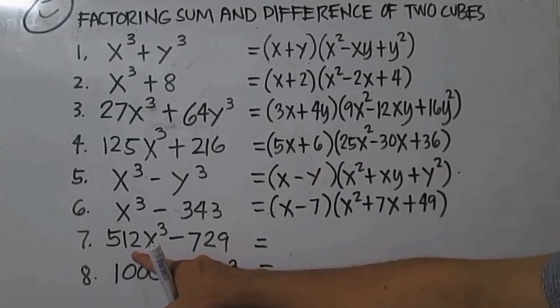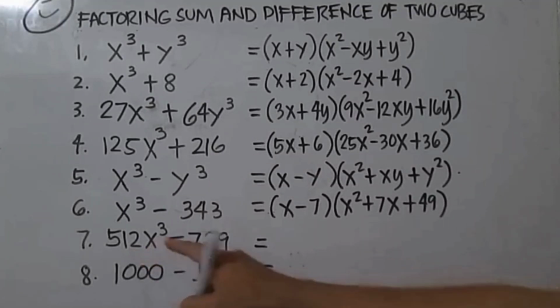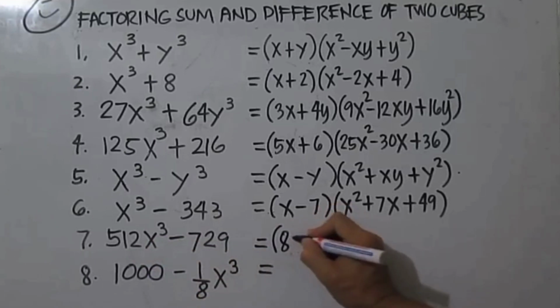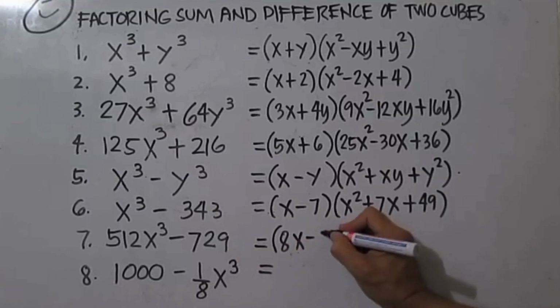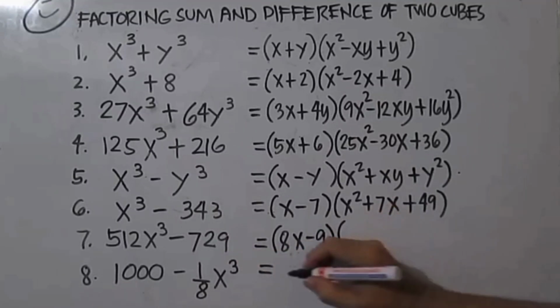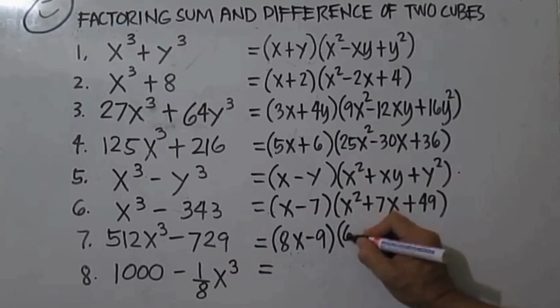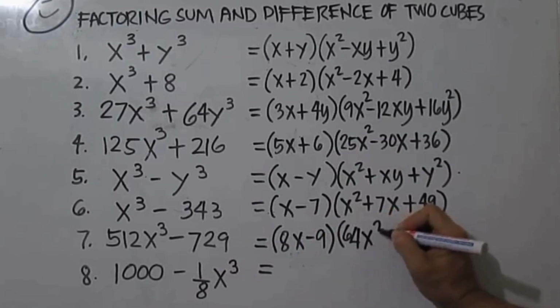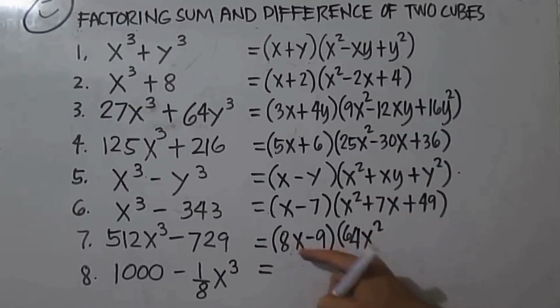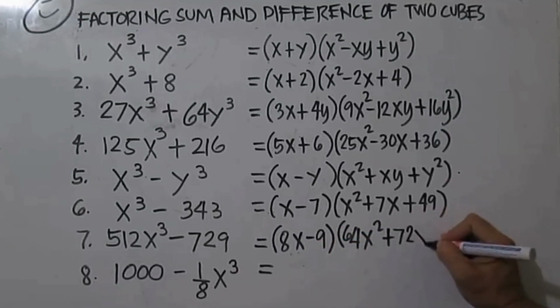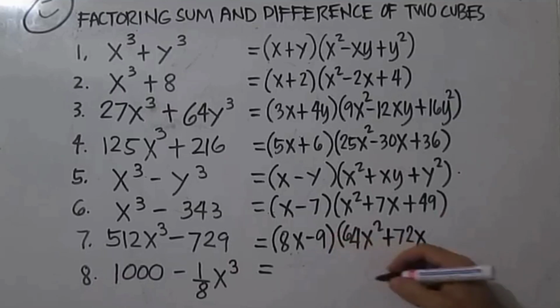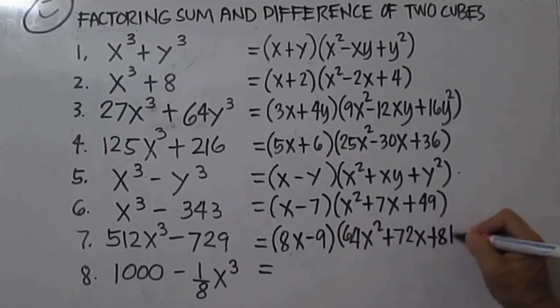What do you think is the cube root of 512x cubed? That is 8x minus, how about 729? Anybody? That's correct. That is 9. Now, square the first term, 8x, that's 64x squared, plus 8x times 9, that is 72, so plus 72x. Then the last one, square it, that's 81.